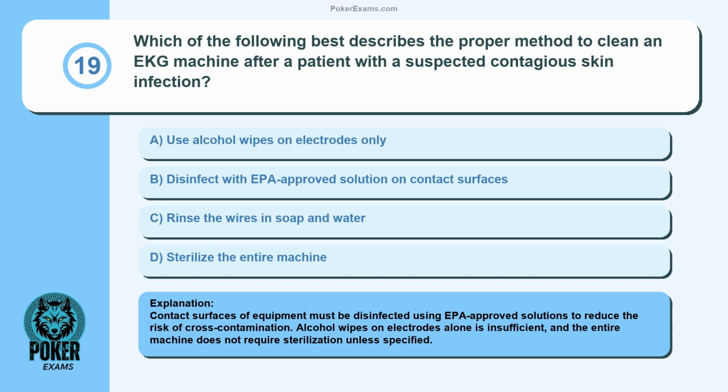Contact surfaces of equipment must be disinfected using EPA-approved solutions to reduce the risk of cross-contamination. Alcohol wipes on electrodes alone is insufficient, and the entire machine does not require sterilization unless specified.